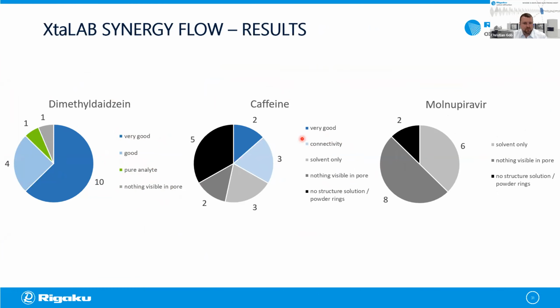The caffeine, same here. We have some soakings that went well. We have some soakings where we can only see solvent, or nothing can be seen in the pore, and a few crystals just showed powdery features on them. I could not get a structure solution. The molnupiravir, on the other hand, as I said already, this might have been a little too aggressive on the host framework, and no structure solution could be found.